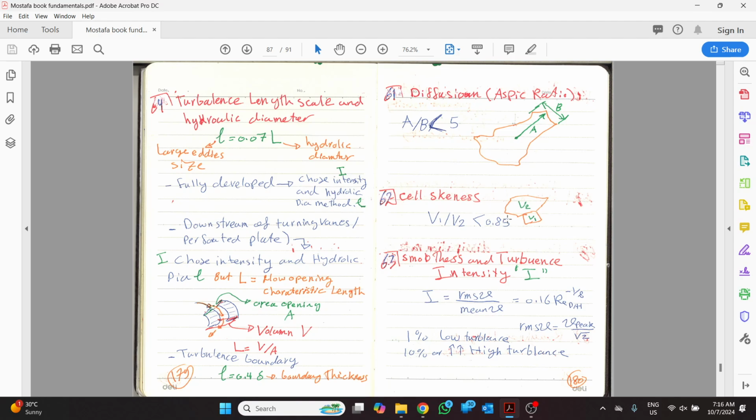Cell skewness. It is also a relation between a cell and cell. If you find a cell and the other cell which is adjacent to it, it should be not more than or not less than 0.85. So if you find something which is increasing very big, you need to resize or refine the mesh, etc. Okay.